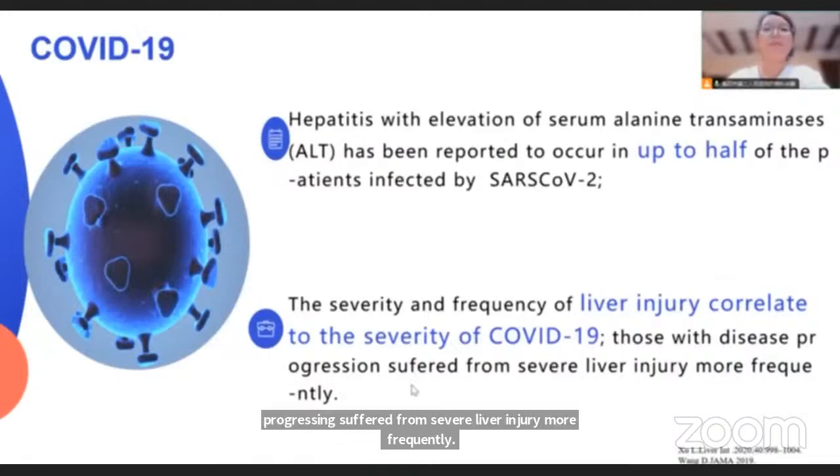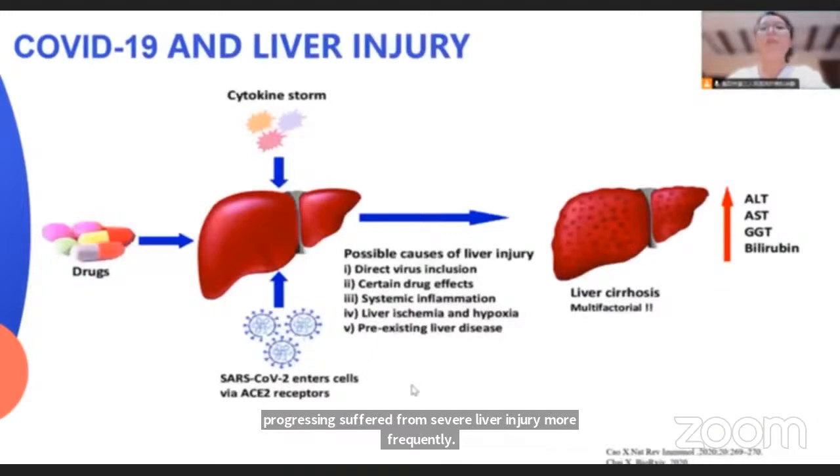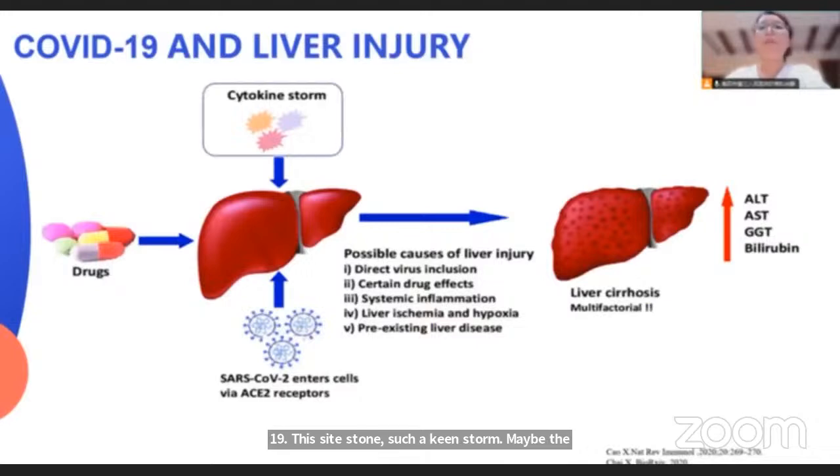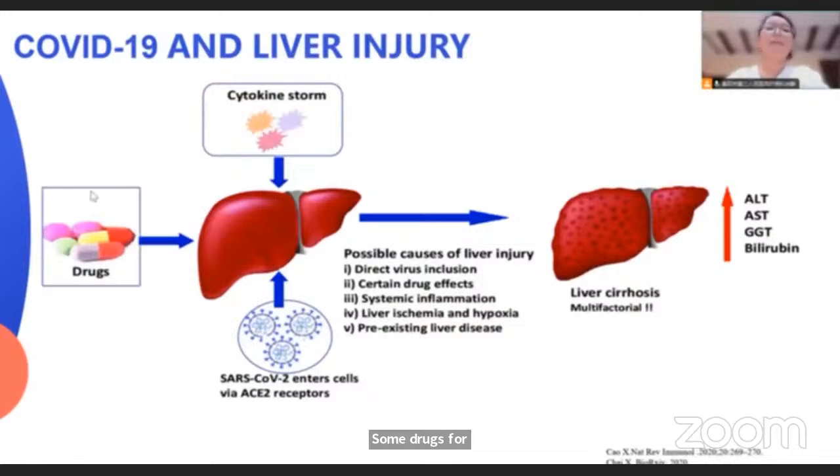A phenomenon termed cytokine storm, characterized by markedly elevated plasma levels of pro-inflammatory cytokines, has been associated with severe COVID-19. This cytokine storm may be related to liver injury. On the other hand, direct cytopathic damage by SARS-CoV-2 is also possible, as there are ACE2 receptors in the liver, especially in the bile duct cells. Some drugs for COVID-19 may also cause liver damage in patients.